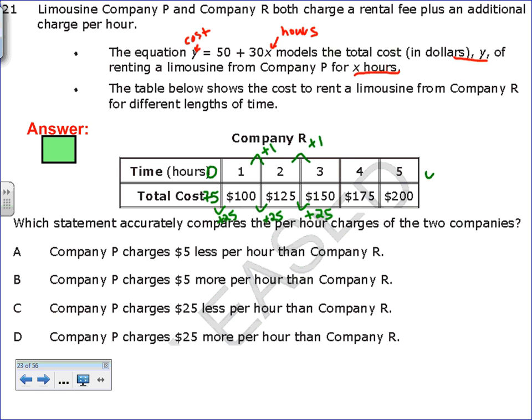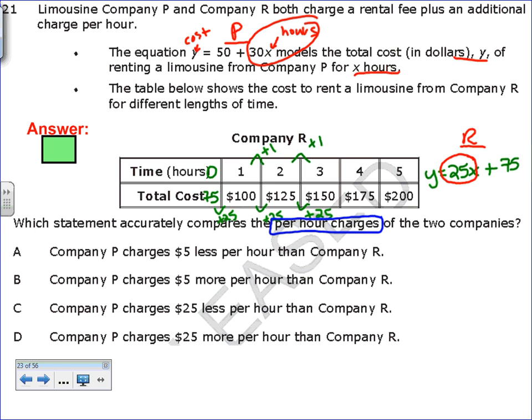75. So the equation for this would be, if $30 per hour is my slope for the first one, this one would be 25x plus, where do you start at 0 hours? $75. The question said, which statement compares the per hour charges of the two companies? So this is my per hour charge, my slope, and this is my per hour charge. This is company R, and that's company P.